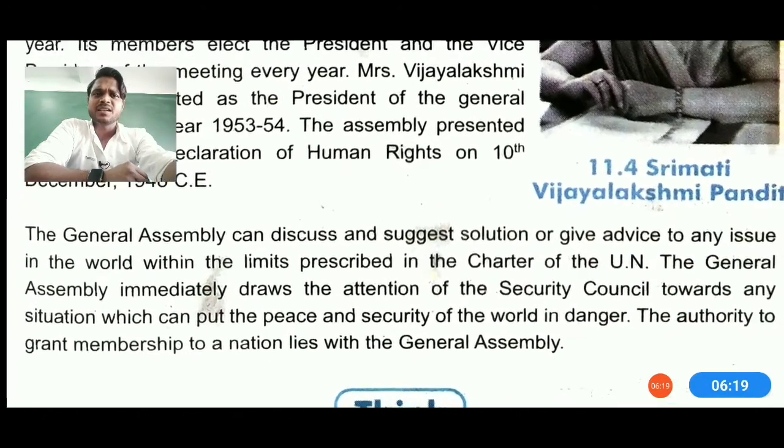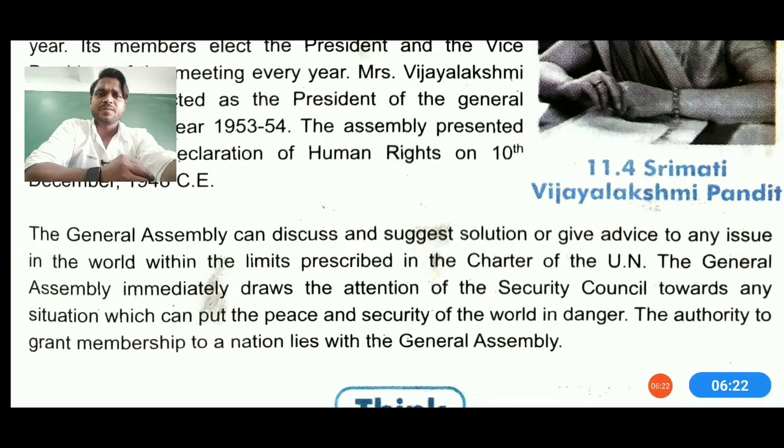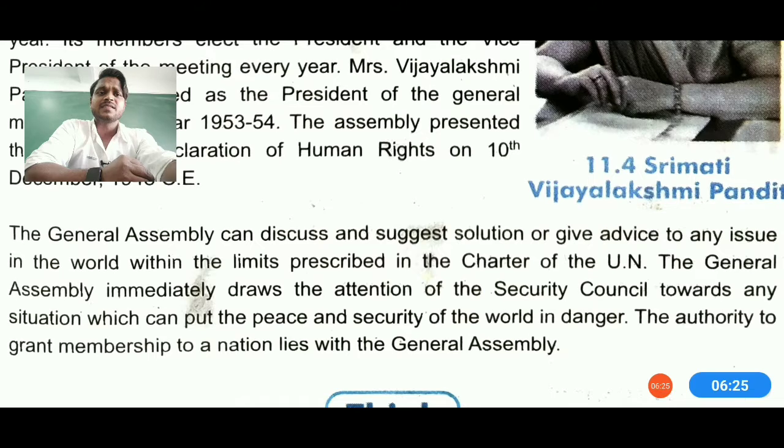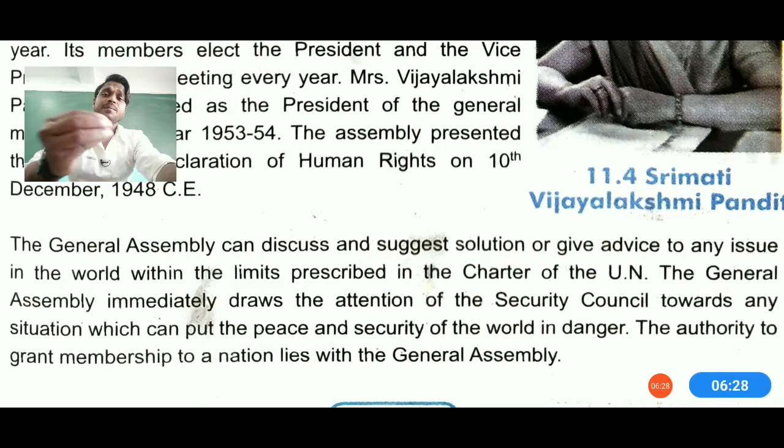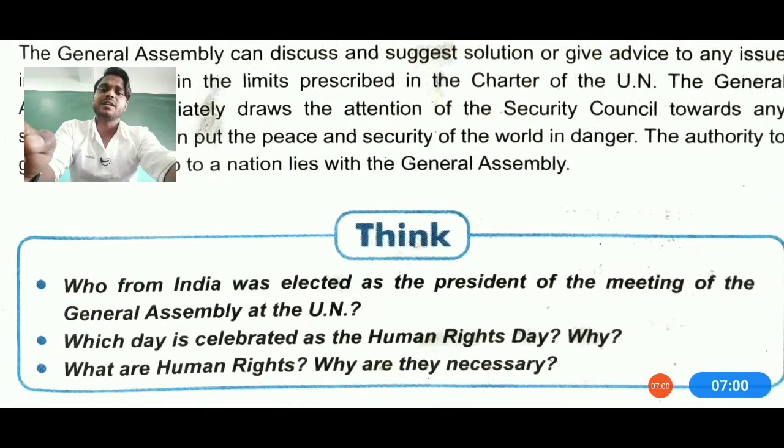Now see, what does the General Assembly actually discuss? The General Assembly can discuss and suggest solutions, advice, and issues of world politics within the limits prescribed in the UN Charter. The General Assembly immediately draws the attention of the Security Council towards any situation which can put peace and security in the world in danger. If two nations are about to fight, or are not cooperating with each other, then the General Assembly could be very helpful for them. The authority to grant membership to nations lies with the General Assembly only. Authority is granted to the members who are part of the United Nations. That is how the General Assembly works.